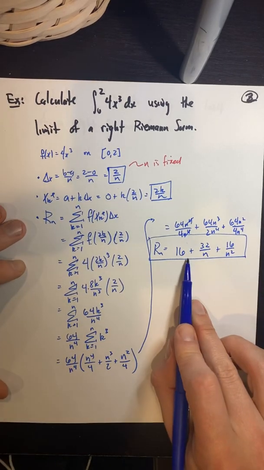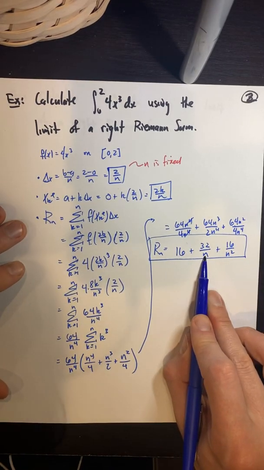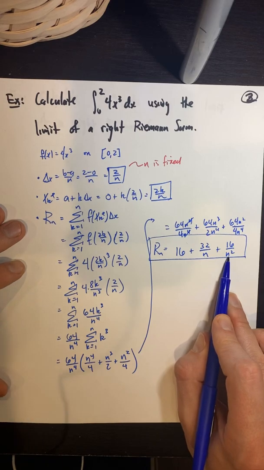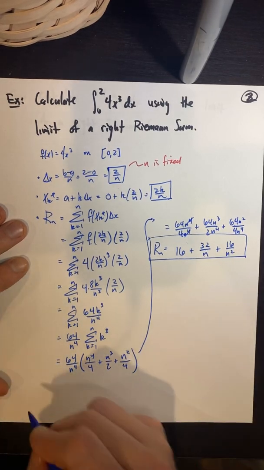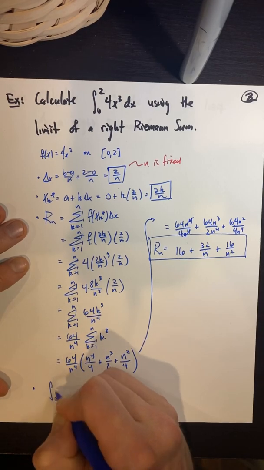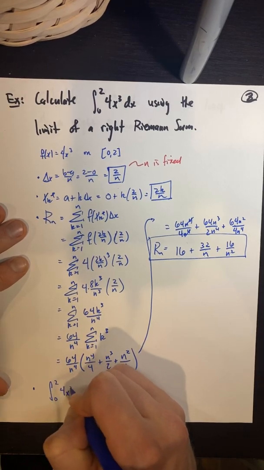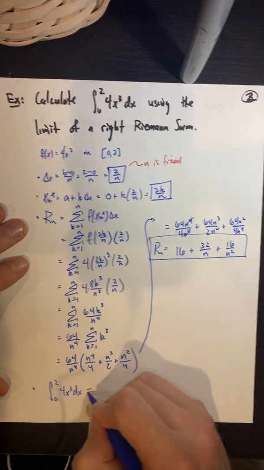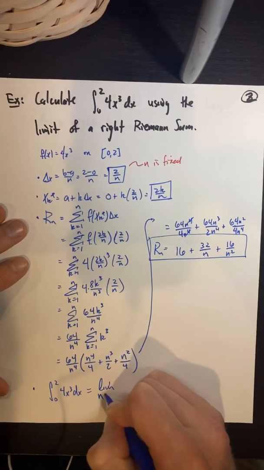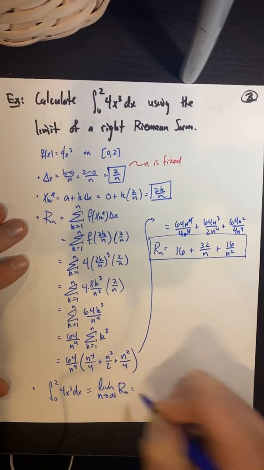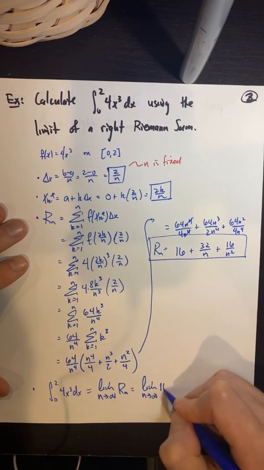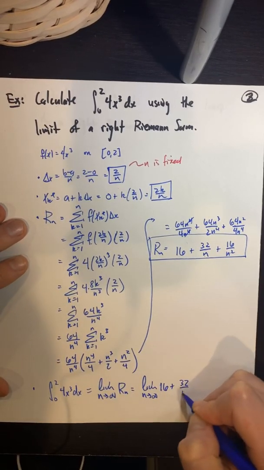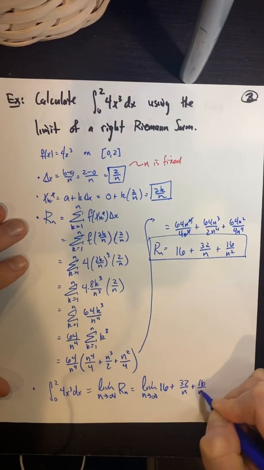Now, this is really nice because there's an n on the bottom here and an n squared on the bottom. So as n goes to infinity, these two terms will go to 0. That is the actual definition of the true area. So the area between 0 and 2 of 4x cubed dx is the limit as n goes to infinity of R sub n, which is the limit as n goes to infinity of 16 plus 32 over n plus 16 over n squared.